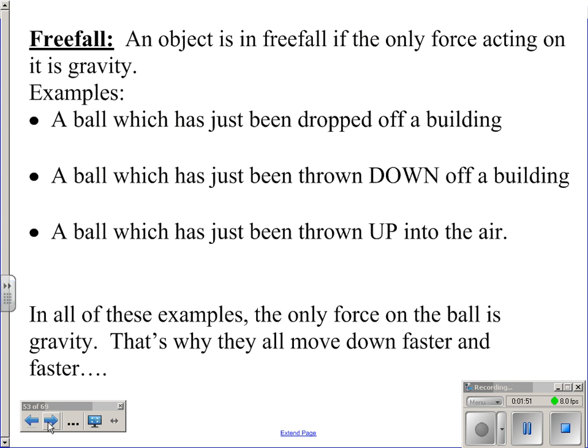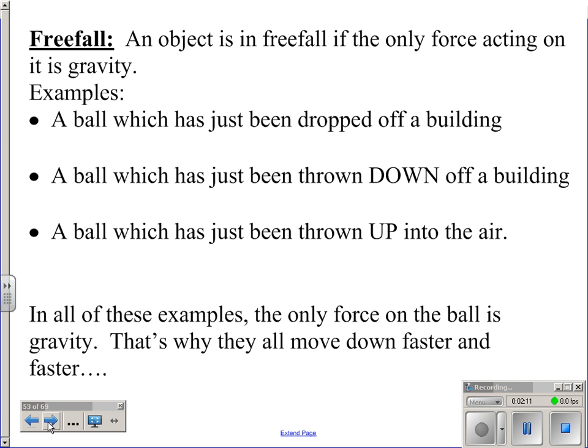Free fall. An object is in free fall if the only force acting on it is gravity. Okay, and this actually happens 3 times, and this is a little bit weird. All right, a ball which has just been dropped off of a building is in free fall because after you let go of it, the only force on it is gravity. Gravity pulls it down, and so it's in free fall.